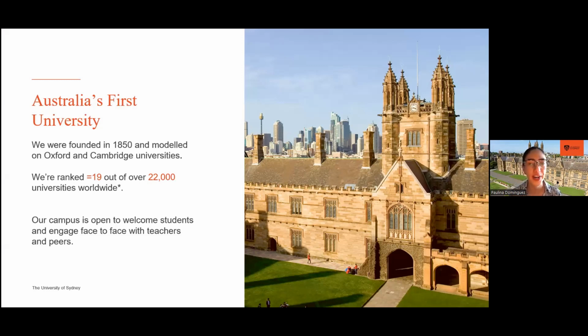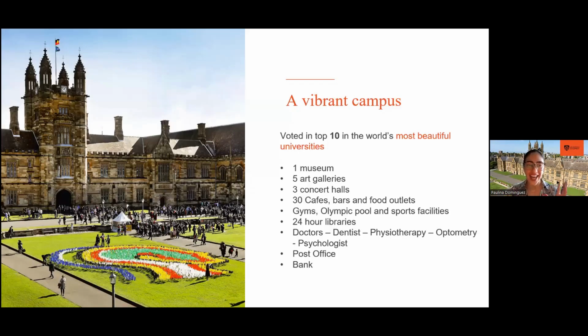22,000 universities worldwide. And our campus is already open to welcome students and engage face-to-face with teachers and peers as well. And this is our main campus. This is the quadrangle, same as I have here in my background. This is what we call our quadrangle. As you see here, we always organize a lot of events, our welcome weeks, everything is just around the quadrangle. We always have a lot of tourists here because they say that this main building reminds them of the Harry Potter buildings as well. So they all come here, take some pictures.